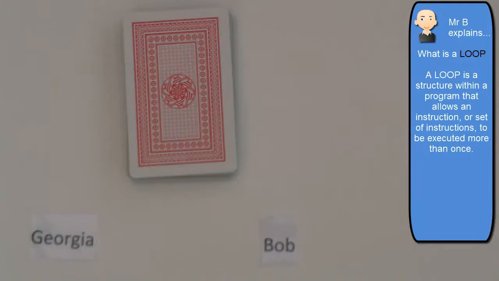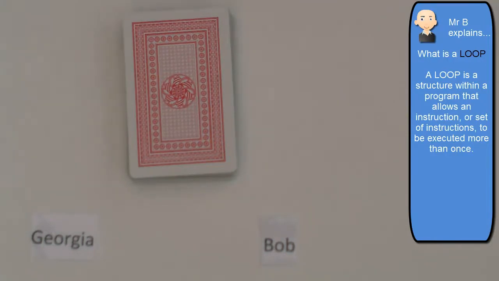Now a while loop is a type of loop which is dependent upon a condition, which means it will execute a set of instructions more than once dependent upon a particular condition being true.